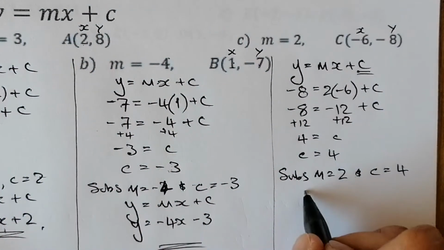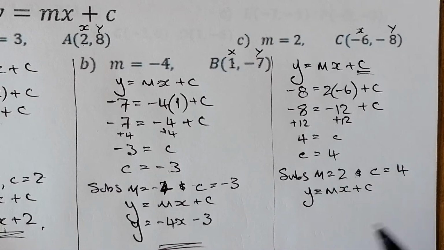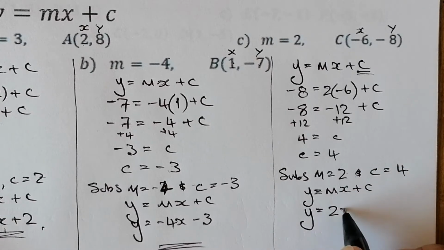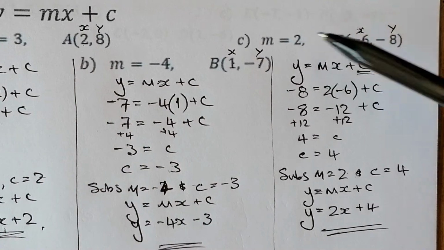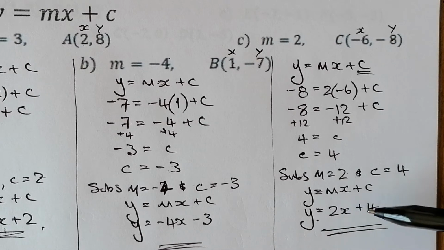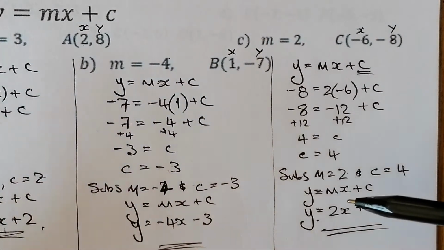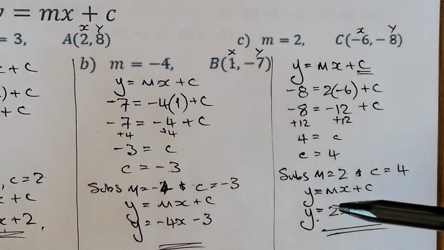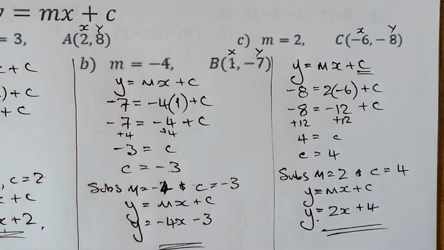We're substituting these two things into y equals mx plus c, and all we do is put them in, and that will give us our equation of the line. So that's a 2 where m is, 2x, and the c value is a 4. So for the line that has a gradient of 2 and passes through (-6, -8), the equation of that line is y equals 2x plus 4. So what we're working out here is when we don't know what the c value is, we don't know where it cuts through the axis, but we can still work out the equation based on the information that we've got.